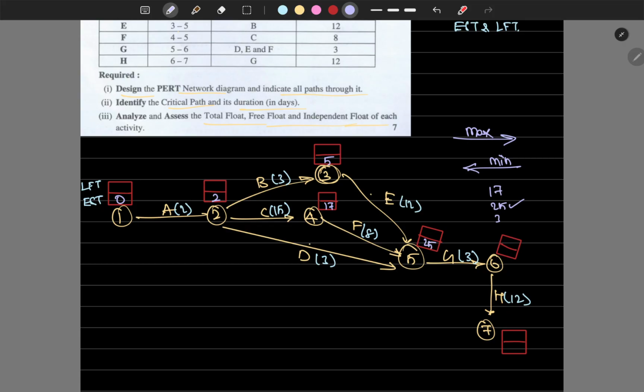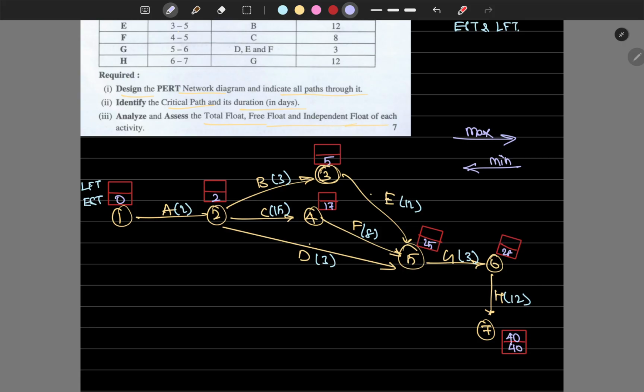Then 25 plus 3 is 28. 28 plus 12 is 40. Just copy paste the earliest start time in the 7th node, no. So copy the same thing on the top itself also.